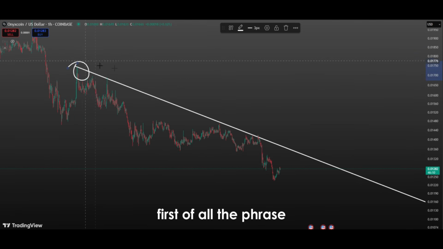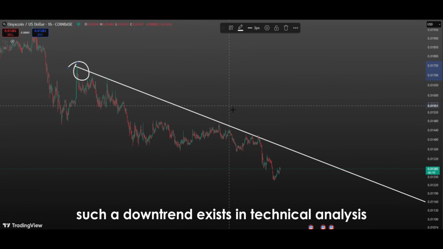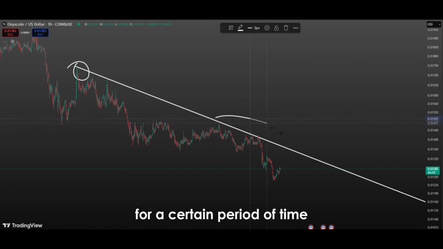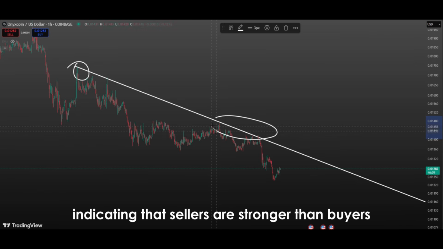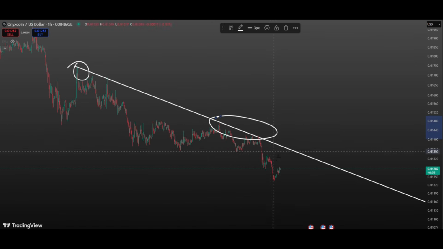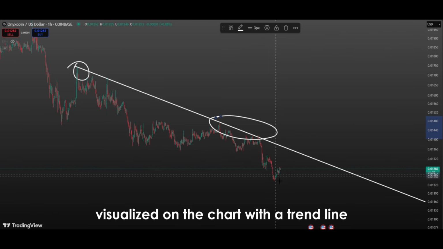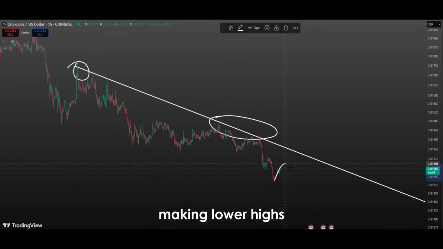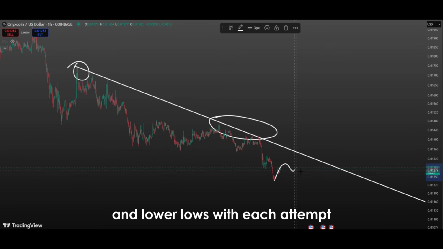First of all, the phrase "such a downtrend exists" in technical analysis means that the price has been moving downward for a certain period of time, indicating that sellers are stronger than buyers in the market. Supply is outweighing demand, and this situation can be visualized on the chart with a trend line. A downtrend is usually characterized by the price making lower highs and lower lows with each attempt.